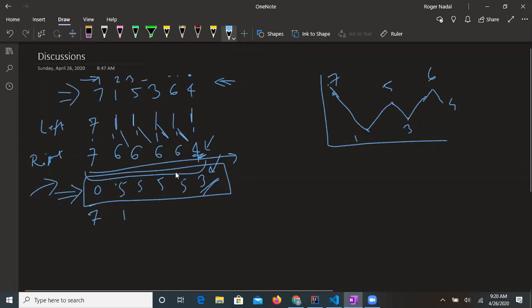Okay, so with that, if there is no question, I will go to the next one, which is Kadane's algorithm, for this, very fast.